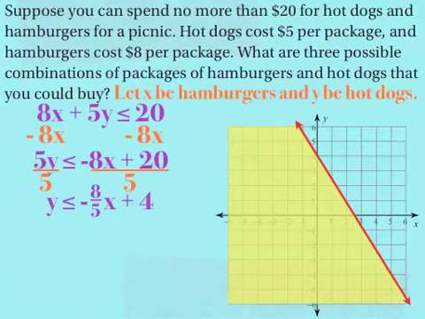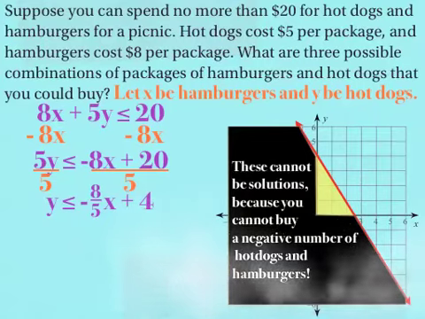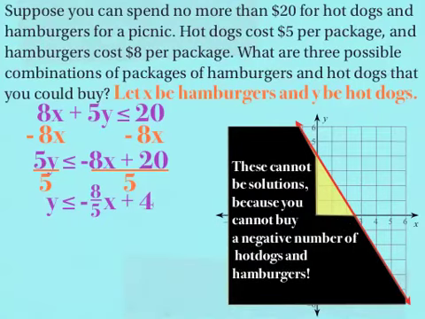Can you buy a negative number of hot dogs or hamburgers? The answer to that would be no. If you're buying hamburgers or hot dogs, it's going to be a positive number. So all of the area that I just took out in black says these cannot be solutions because you cannot buy a negative number of hot dogs and hamburgers.